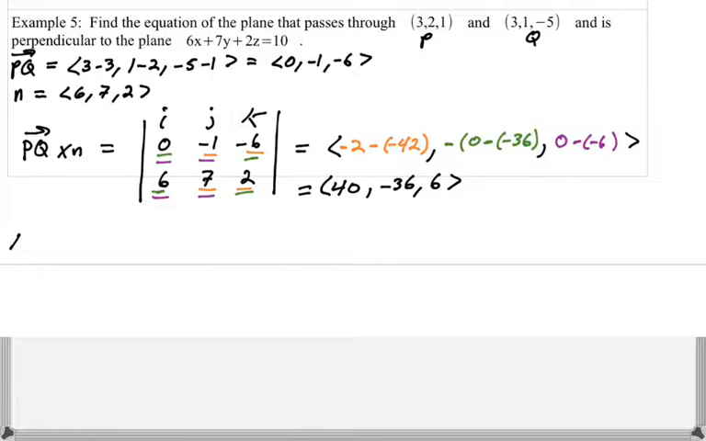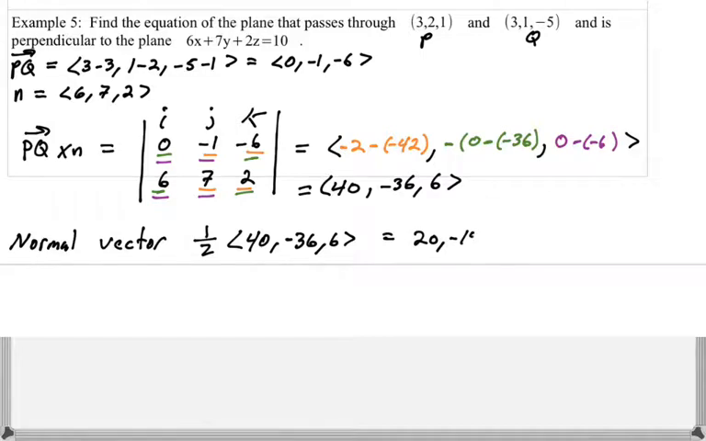Okay, this is the normal vector that we're going to use for the plane that we're making. The numbers are a little bit larger. I do see I have a greatest common factor of, it looks like probably 2. So I'm going to scale that down a little bit. So for our normal vector, we're going to use half of this one. So we're going to scale it down, so half of this vector here. So that vector is going to be -20, -18, and 3.